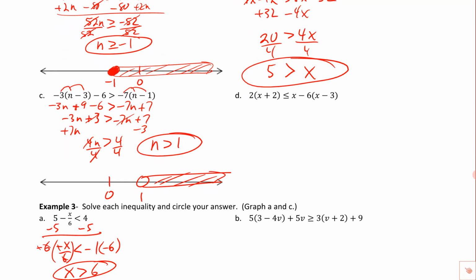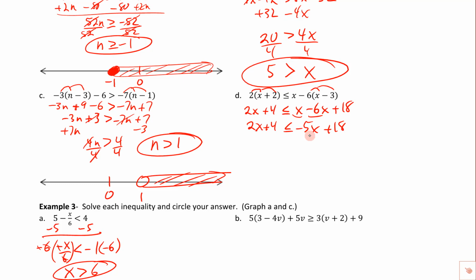All right, let's take a look at this one. Again, we're going to distribute. So we have a 2x plus 4, not changing the direction of the inequality. That would be a negative 6x, and then we'd have a plus 18 there. So 2x plus 4 less than or equal to, let's put these guys together. This is a 1x minus a 6x, so that's a negative 5x. And then we've got that plus 18 there.